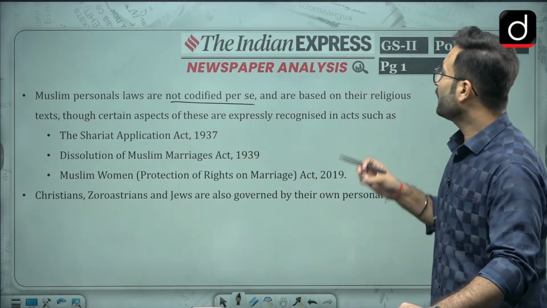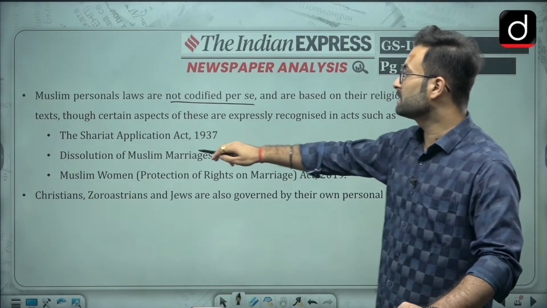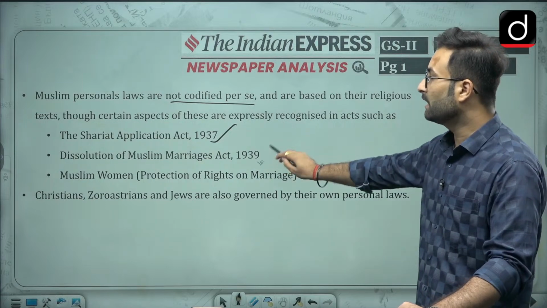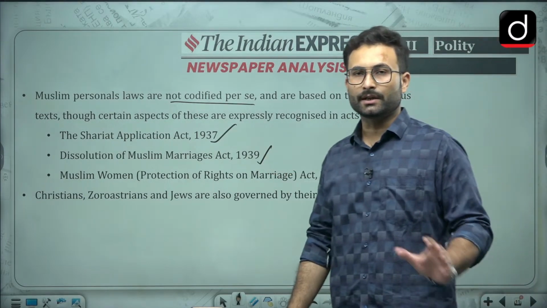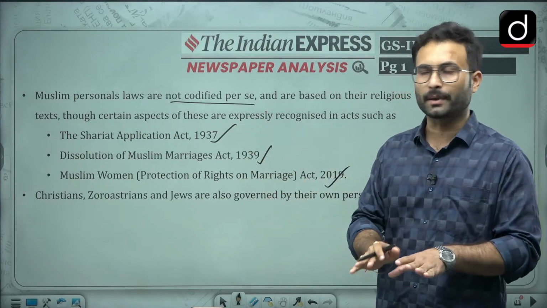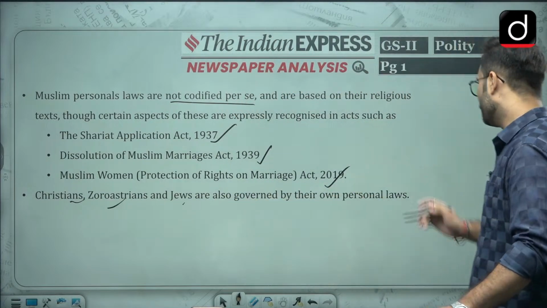Okay. Now moving further, when we talk about the Muslim community, Muslim personal laws are not codified per se and are based on their religious practices, but there are certain acts, like here you can see the Shariat Application Act 1937, the Dissolution of Muslim Marriage Act 1939 and the Muslim Women Protection of Rights on Marriage Act 2019. Okay, so these are the personal laws which are right now in practice. Now for the Christians, Zoroastrians and the Jews, there are other personal laws.